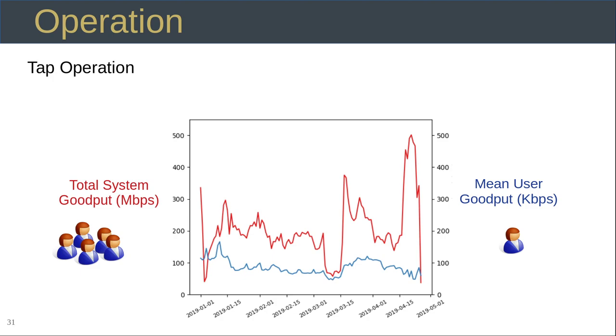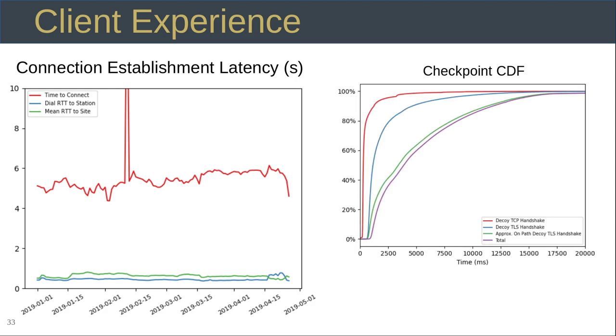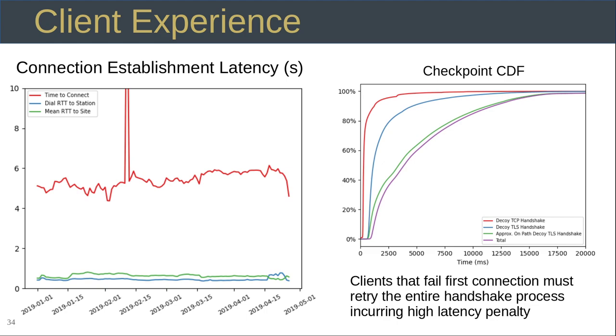And as for the client experience for any given single user, to get connected to the Tapdance system, there tended to be a relatively high connection establishment latency, between 5 and 6 seconds typically. And we looked at all of the checkpoints in the Tapdance session establishment handshake, and we came up with the reason being that if a client fails to connect on their first try, they incur a high latency penalty because they have to try the whole handshake over again.